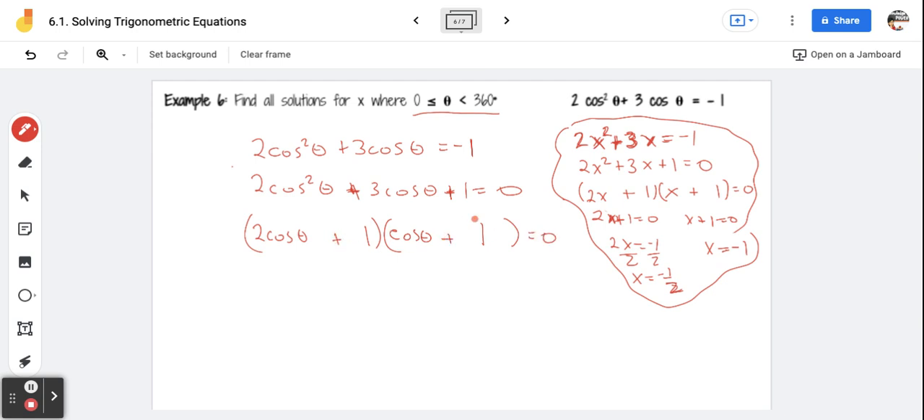As soon as I have two numbers multiplied to equal 0, that can only happen if one of them is 0. So what value of theta would make this one equal 0, and what angle for theta would make this one equal 0? Well, this one would be 0 if cosine theta is -1, so I'm subtracting 1 over. Here I'm going to subtract 1 over and divide by 2.